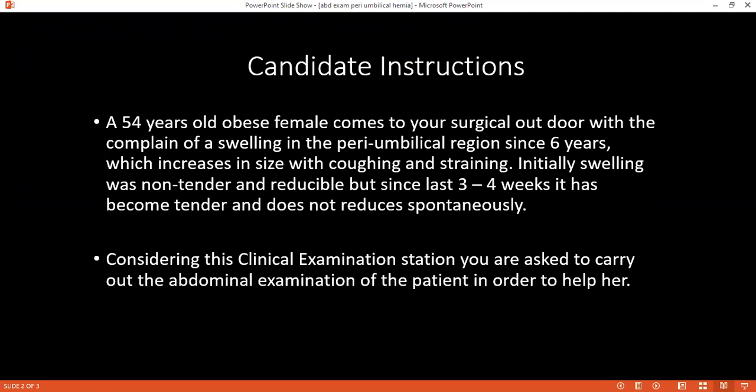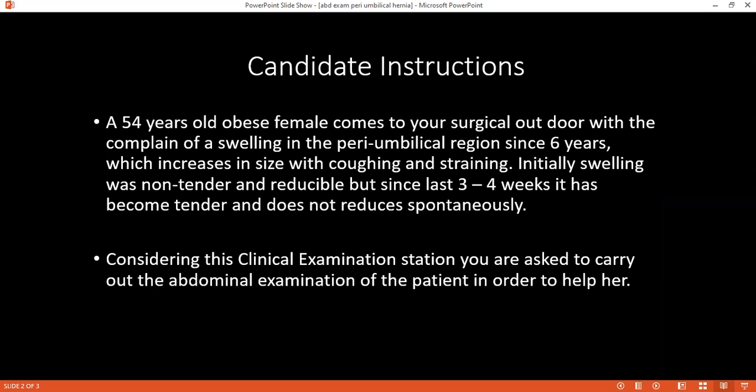Then I'll ask her to expose. Appropriate exposure for this would be from mid thigh to chest, but I may proceed with the socially acceptable exposure for the whole abdomen, and I'll ask for a chaperone if available. Then I reposition the patient and ask the patient to stand up, please. I'll begin my inspection by looking for the site, size, shape of the swelling, and overlying skin color changes, and if there are any scar marks or striae over the abdomen.